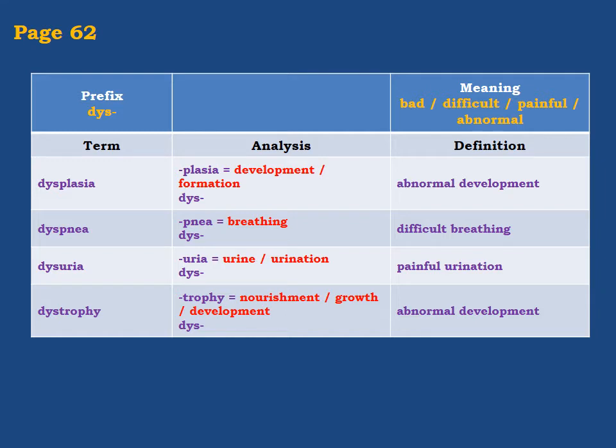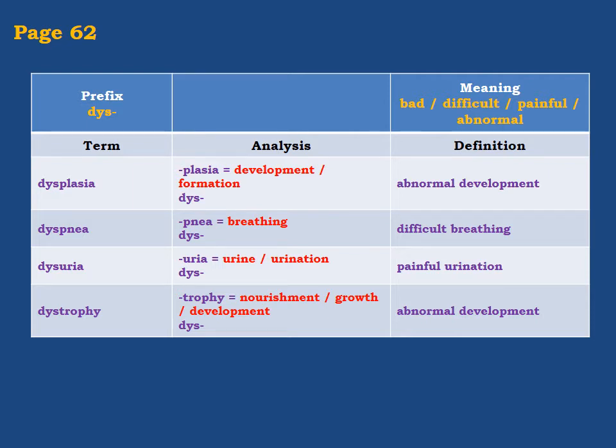Dystrophy. Trophy means nourishment or growth or development. And the suitable meaning now is abnormal development. We cannot say bad or difficult or painful. So the suitable meaning is abnormal, and the full meaning would be abnormal development.